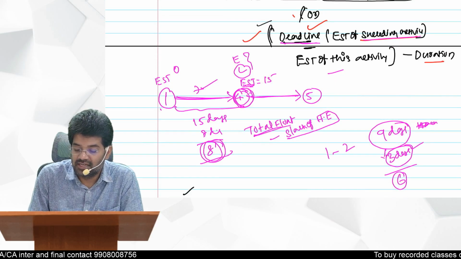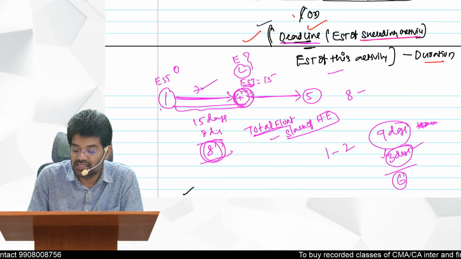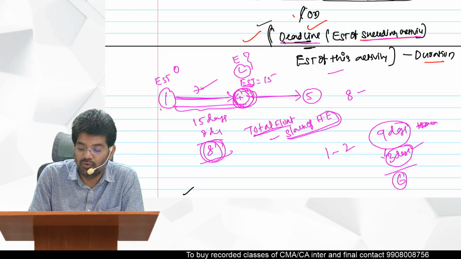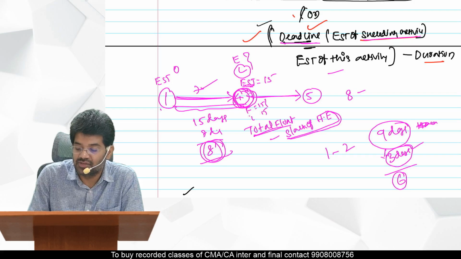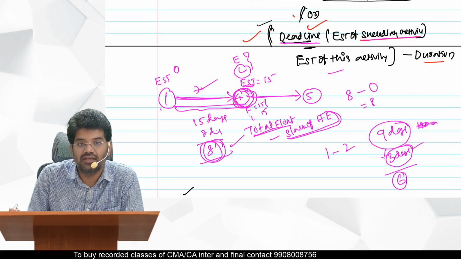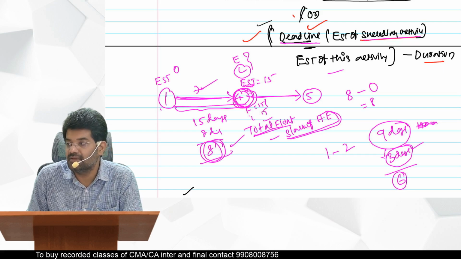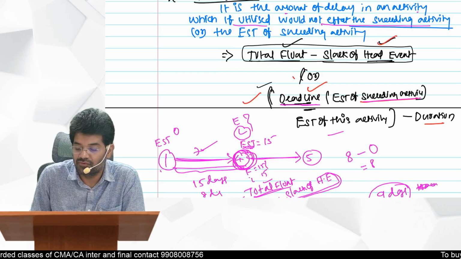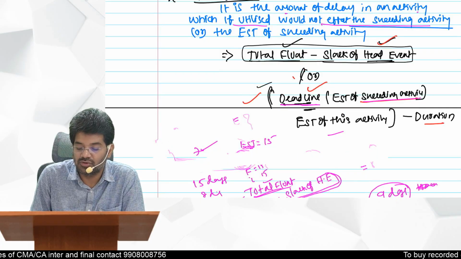So let's take 1 to 4 now. What is the total float? 8 days, minus the slack of the head event. What is the head event? 4. At 4 both the E value and L value are the same, 15 only. So slack is 0. So 8 minus 0 is 8. With the shortcut formula also we are getting 8. So tell me, what is the shortcut formula to calculate this free float? I hope you understood logically what free float is.